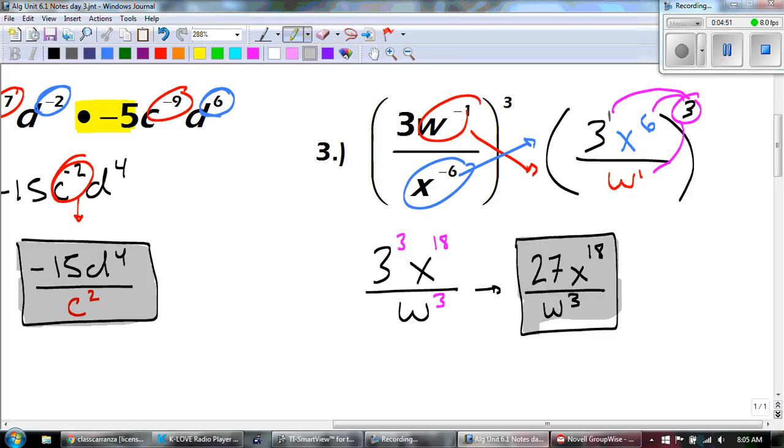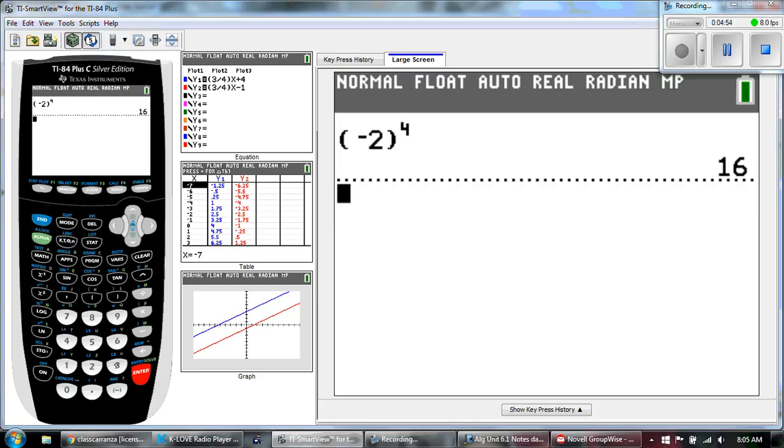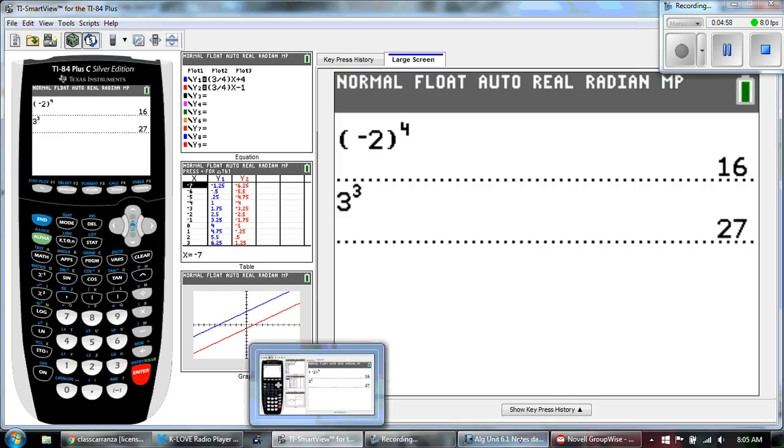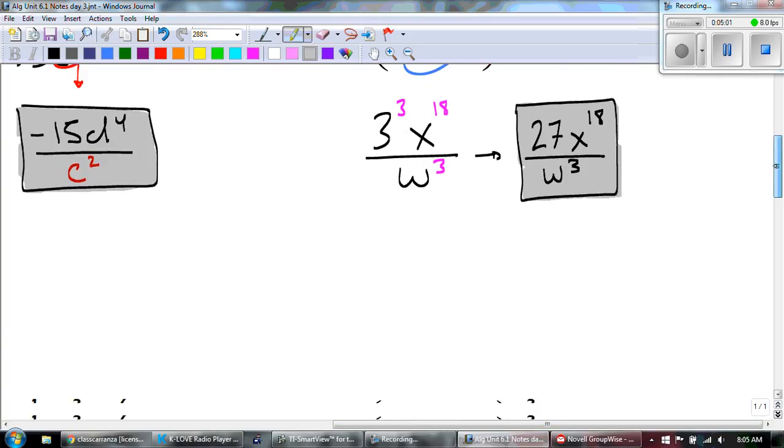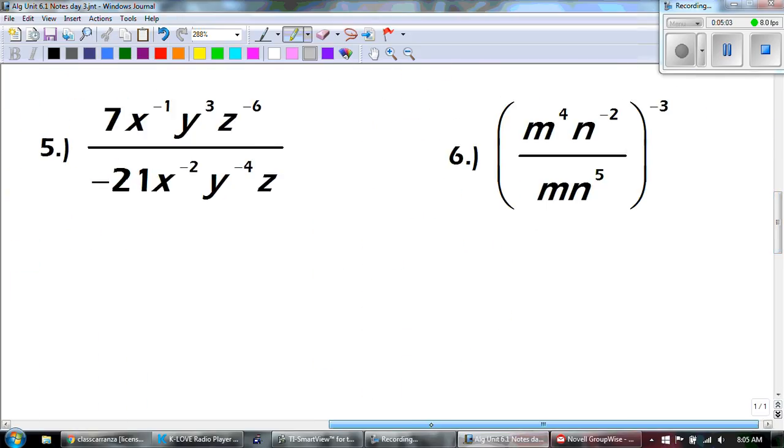Remember, if you don't know what 3 to the 3rd is in your head, it's okay to use your calculator. Okay? All right.